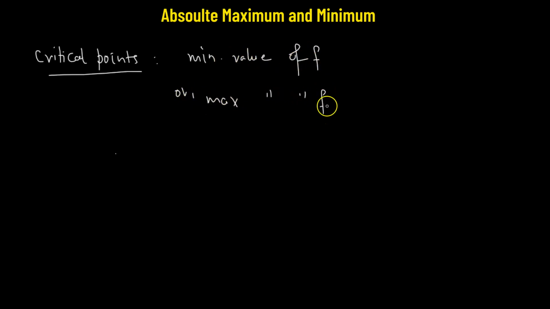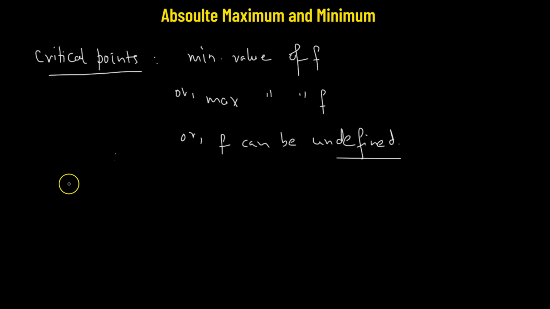Generally at critical points, the function attains either a minimum value of f, or a maximum value of f, or f can be undefined. So these are the three scenarios when we obtain critical points. That means there is some discontinuity at that particular point, which is also considered a critical point.